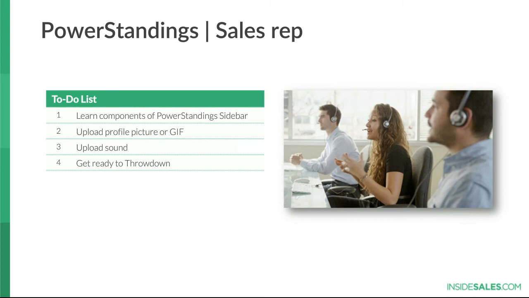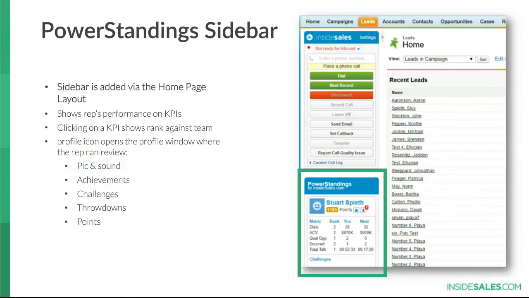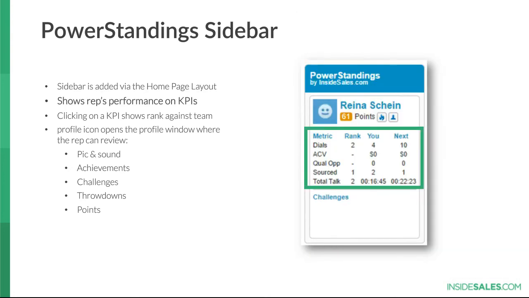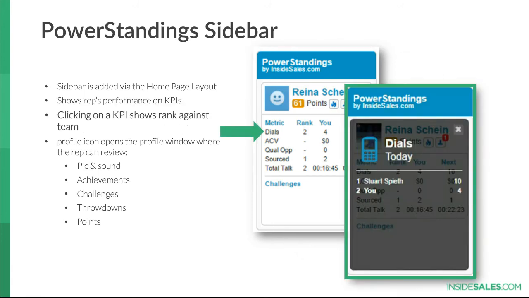Okay. So the components of the sidebar. Here you go. The Powerstandings sidebar resides on the left side of the screen in Salesforce. It's added to the page with the homepage layout. What the rep can do is see all of the KPIs that you have designated as important. It's right there at a glance all the time. They know what they've done for the day or how they're doing on the KPIs that you've deemed important. They can click on any of these KPIs, and when they do, they're going to see how they stack up against the rest of the team and how they're performing on that particular KPI. So that's really cool to have available for them, and they need to be aware of that.